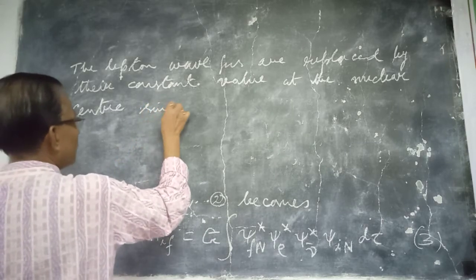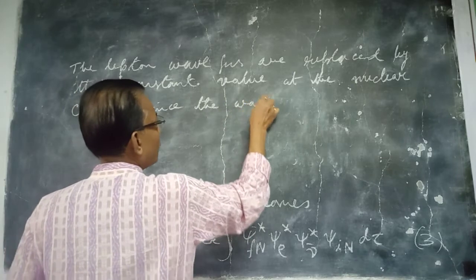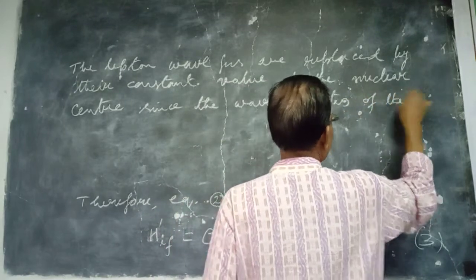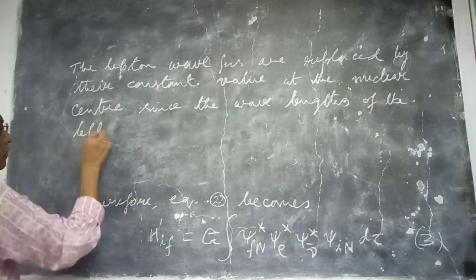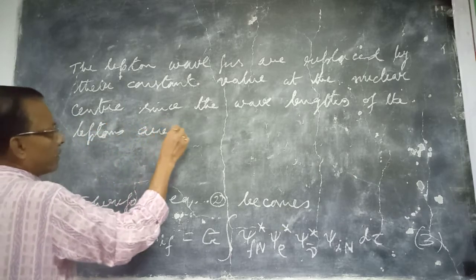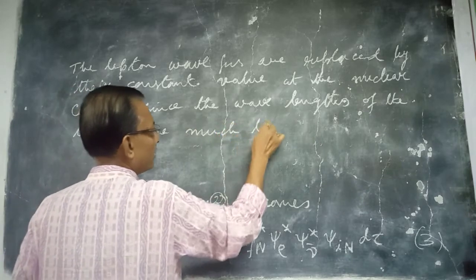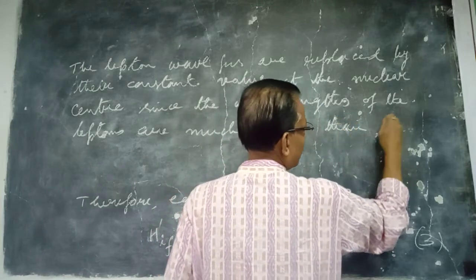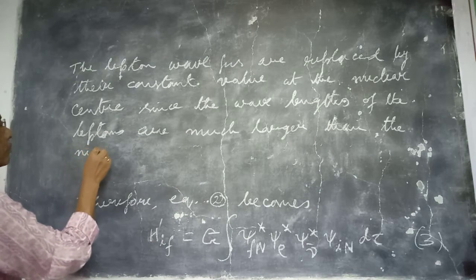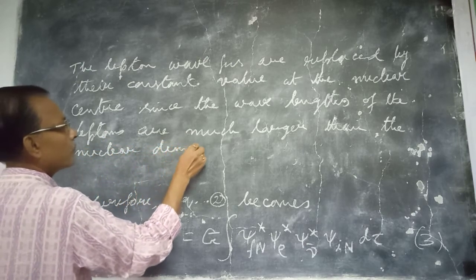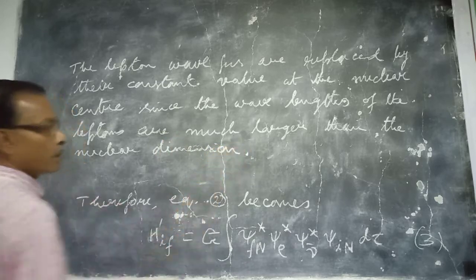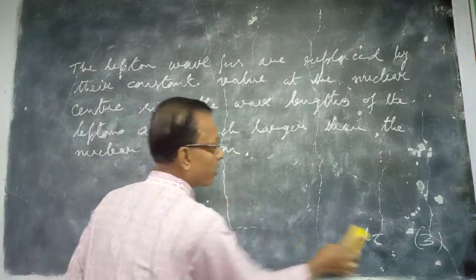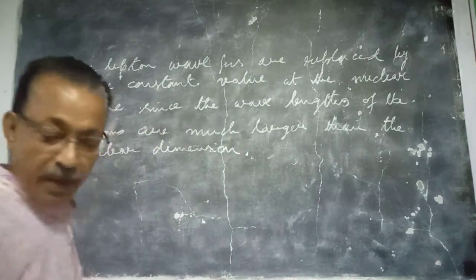Since the wavelengths of the leptons are much larger than the nuclear dimension, the electron and the antineutrino wave functions will be expressed by a constant-value, normalized wave function.